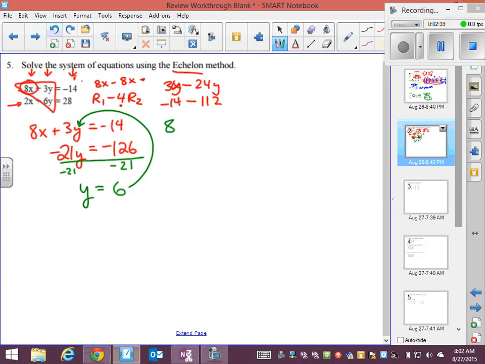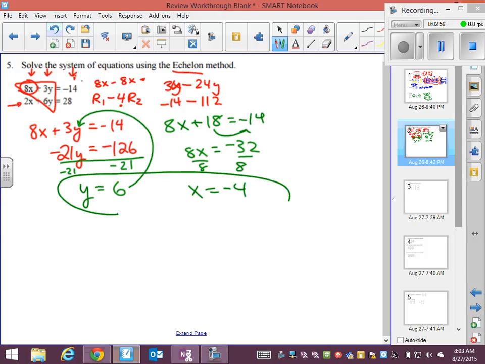I'll have 8x plus 3 times 6 is 18 equals negative 14. Subtract that 18 over, I have 8x equals negative 32. And so divide by 8 to isolate x, I get x equals negative 4. There's my solution by echelon method.